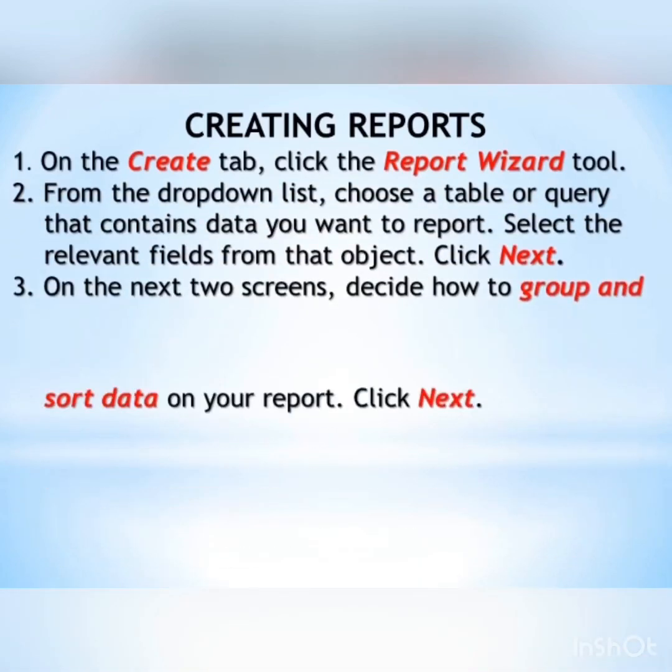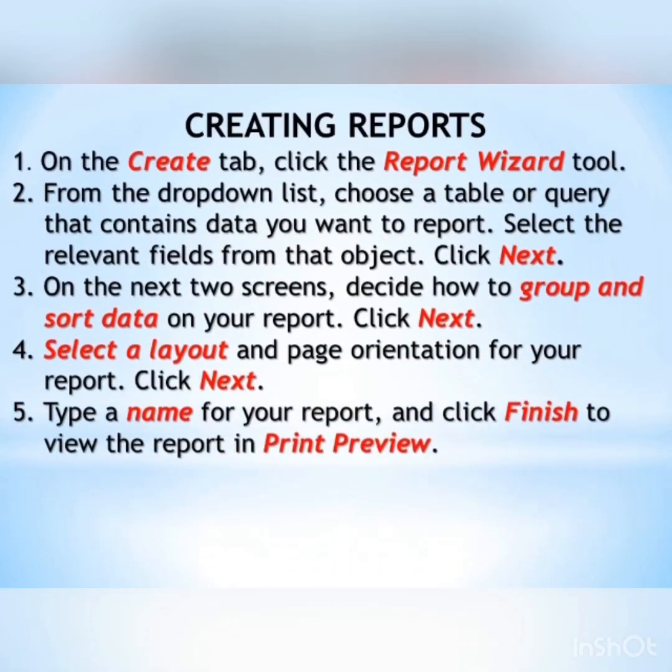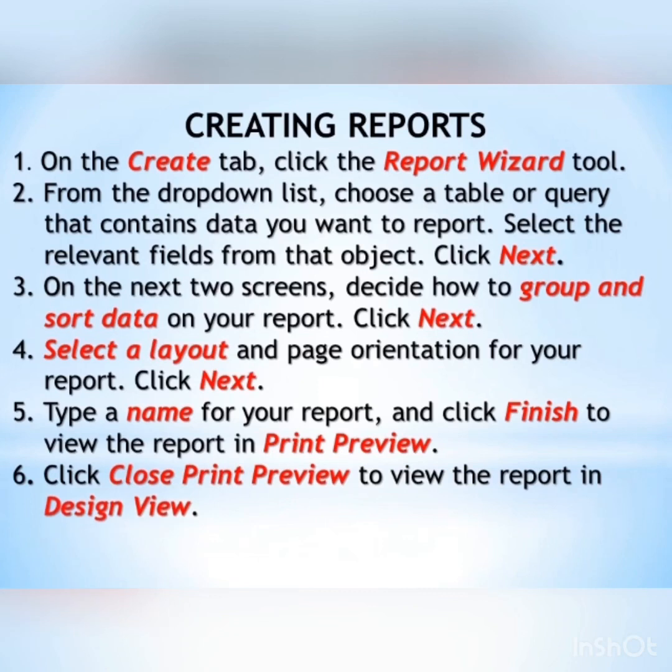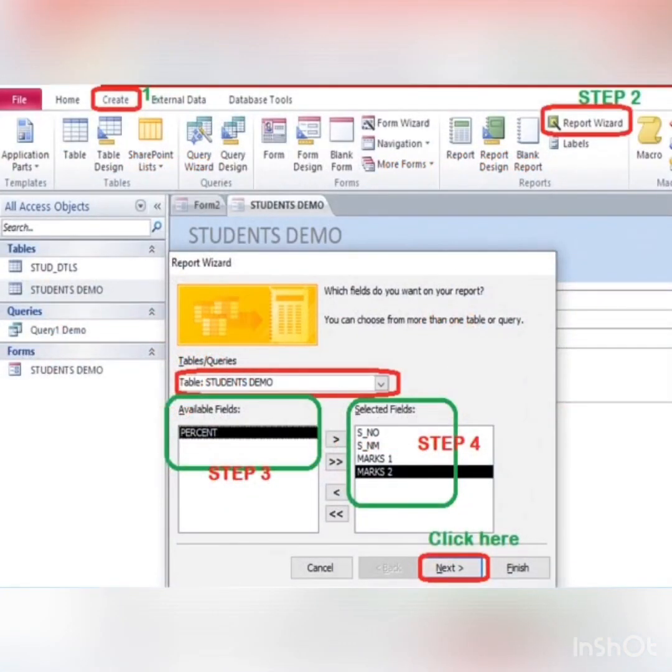Creating reports. Creating reports is very similar to creating forms. You can basically go on the Create tab and click the Report Wizard tool. Click the Create tab and click the Report Wizard that is present in the Reports group. Next, you can select the table based on which you want the report to present data.